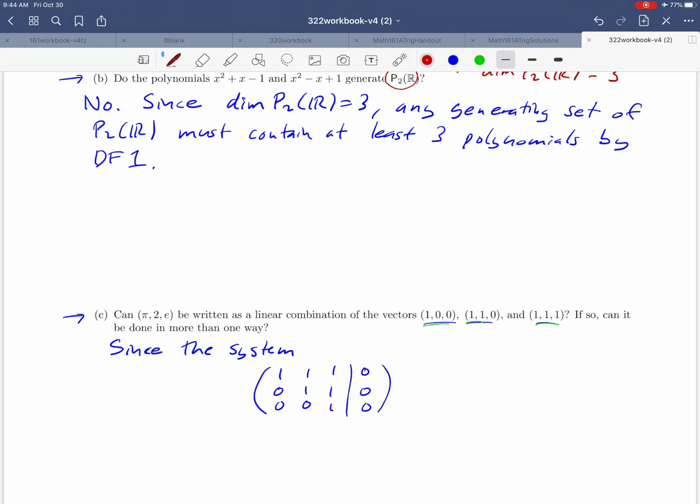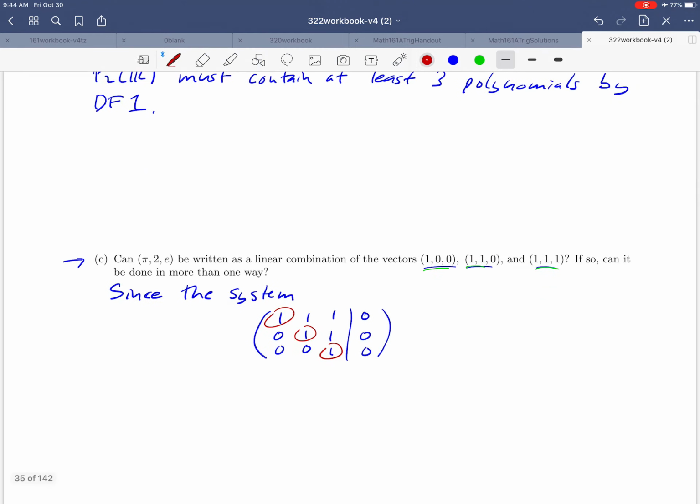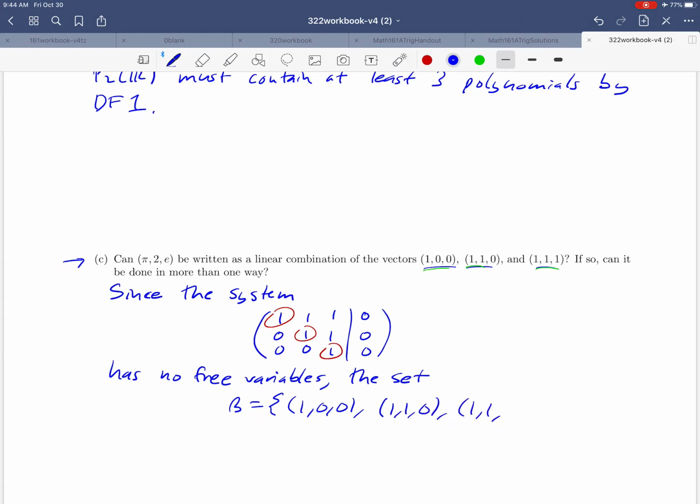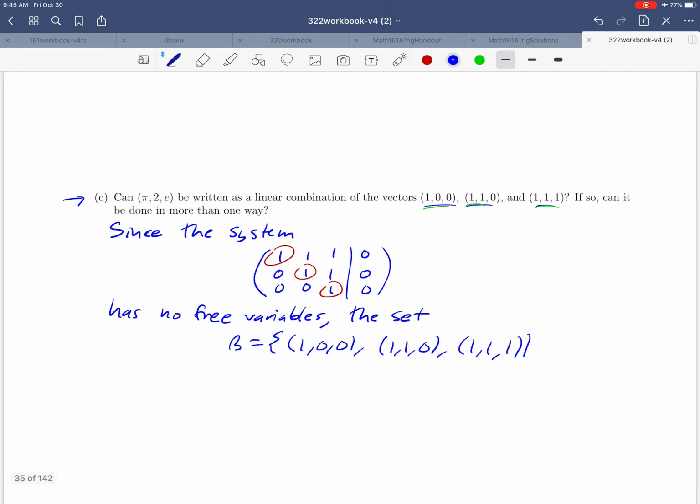Noticing that that's already in echelon form, we can see what our pivot positions are, and therefore that this has no free variables. That tells us that the columns in that matrix form a linearly independent set. So let's make a set beta with those three vectors as its elements, {(1, 1, 0), (1, 1, 1), ...}, which is linearly independent. That's a nice little fact.